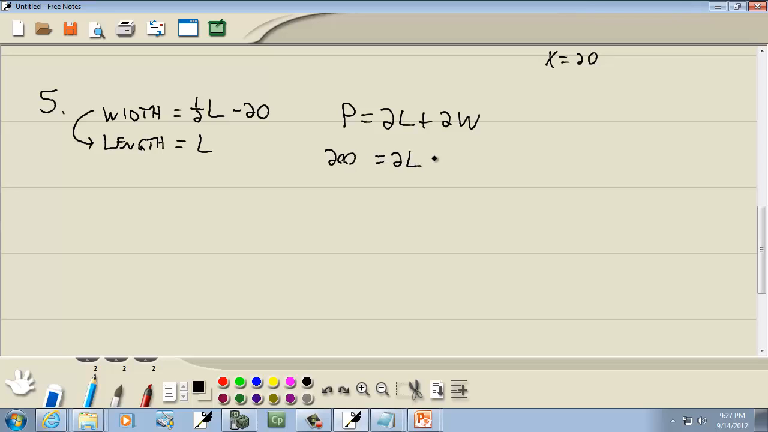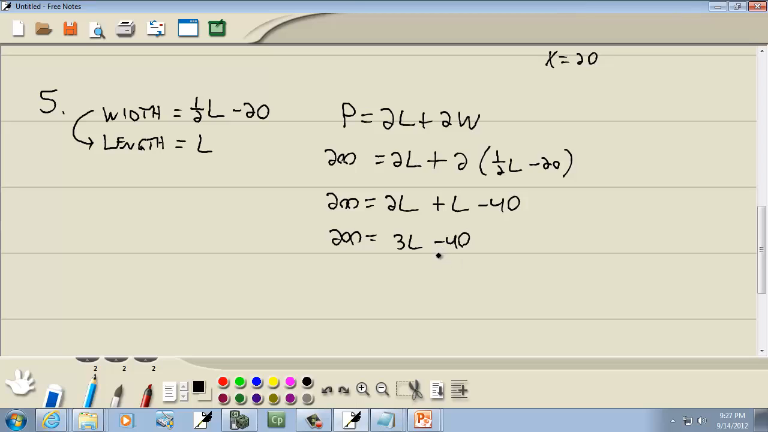Well, it tells perimeter is 200 equals 2L plus width, the W. Well, we just said that's 1/2 L minus 20. So we put that in there. Well, 2 times 1/2 cancels each other out and leaves us L. And 2 times negative 20 gives us negative 40. What we're doing there is getting rid of parentheses via the distributive property. Well, combine together like terms. 2L plus L gives us 3L.